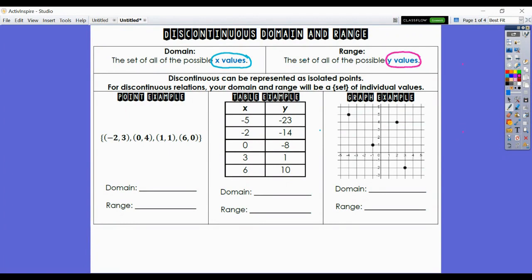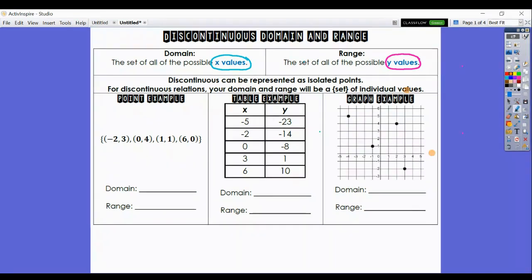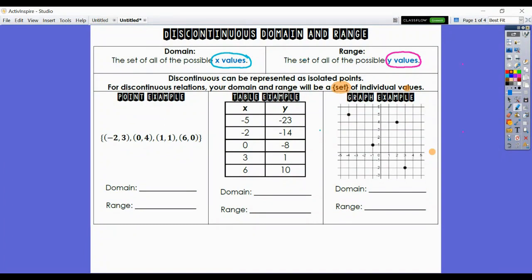Discontinuous can be represented as isolated points. For discontinuous relations, your domain and range will be a set of individual values. So again, a set of values here, I'll highlight it in orange, has those little brackets that are squiggled.